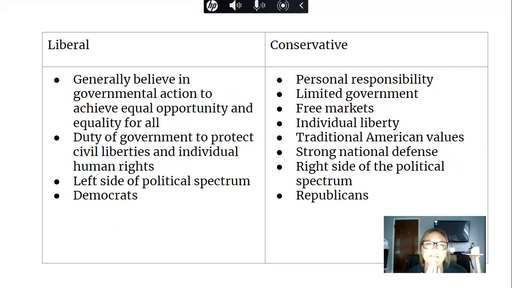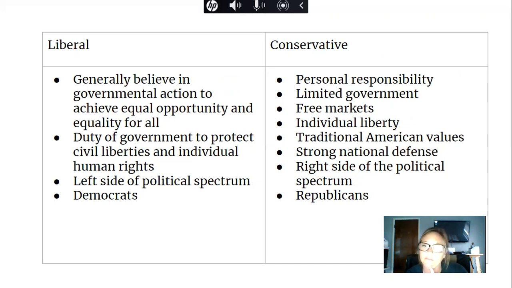Okay, then that takes us to conservative versus liberal. We'll start with liberal on the left. If someone is liberal, or if something is more liberal, they tend to believe in governmental action to achieve equal opportunity and equality for all. So when we talk about big government, we talk about government needing to be involved in a lot of areas to ensure that everyone has equal opportunity and that there's equality for all throughout the country. Liberals tend to believe that the duty of government is to protect civil liberties and individual human rights.